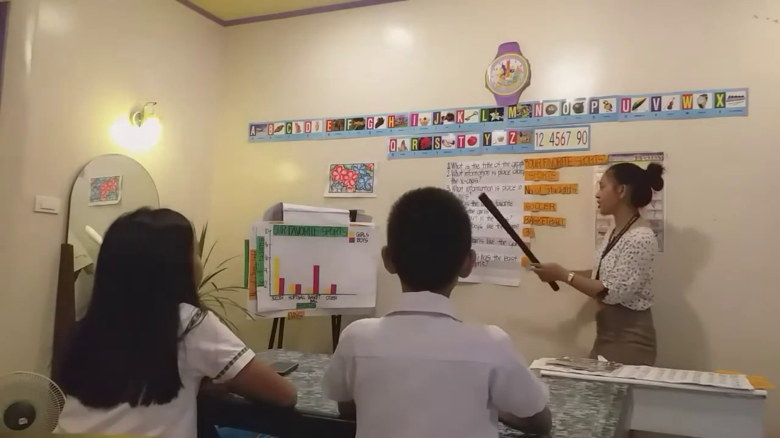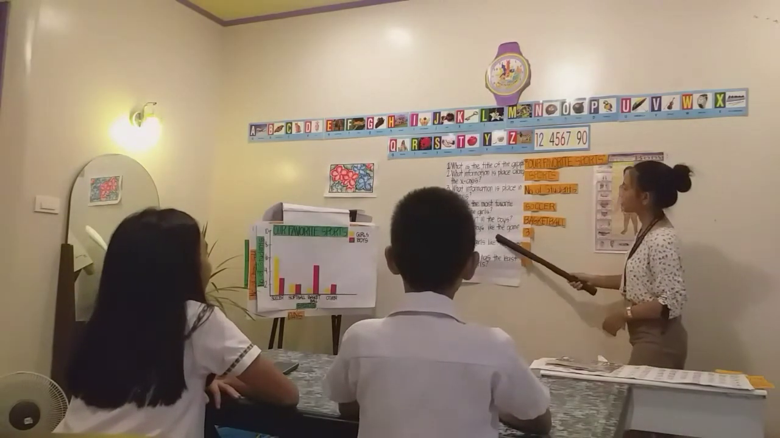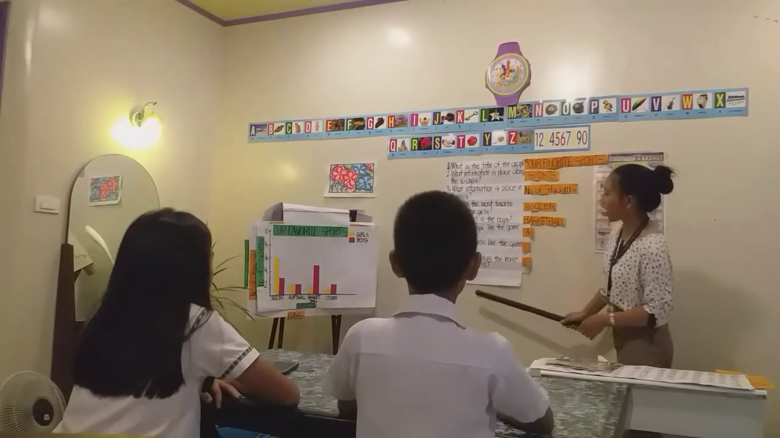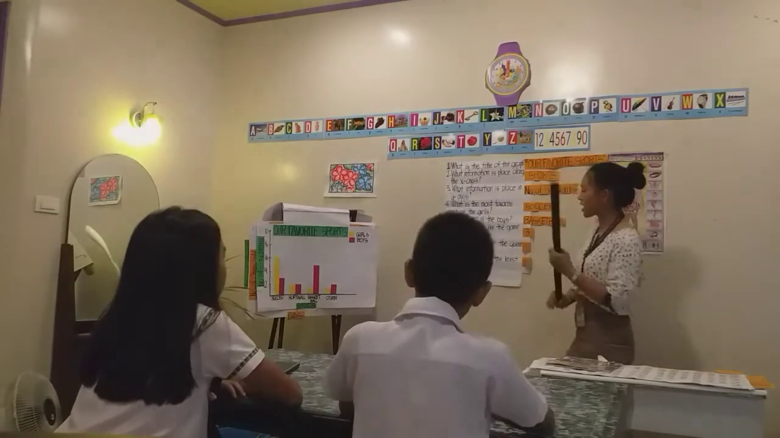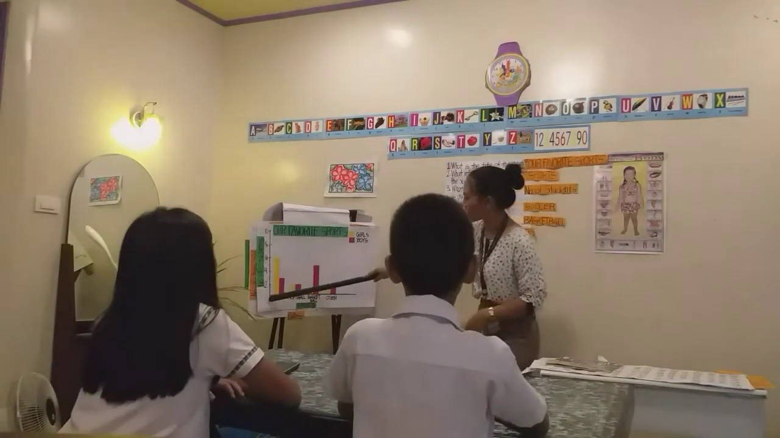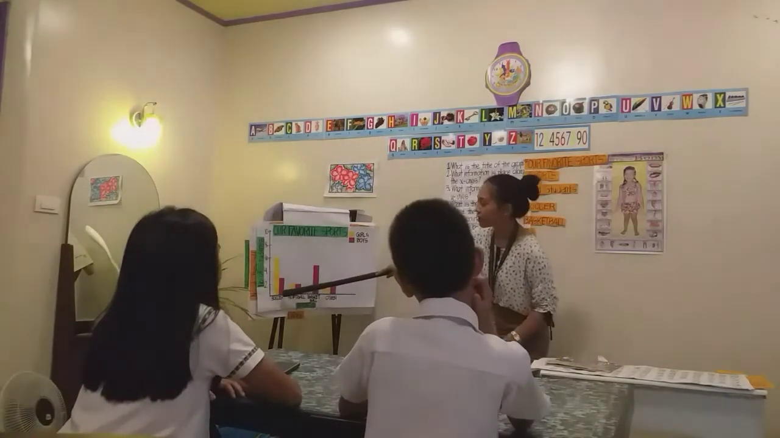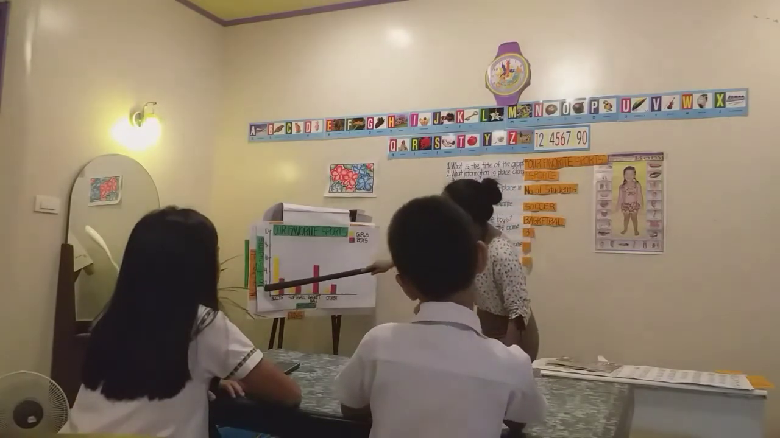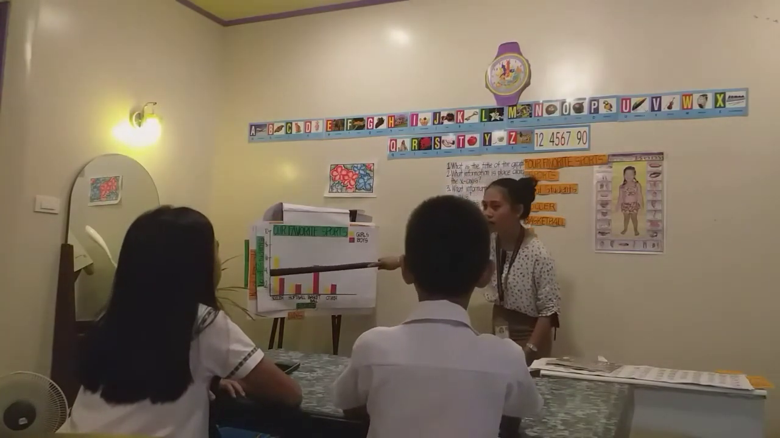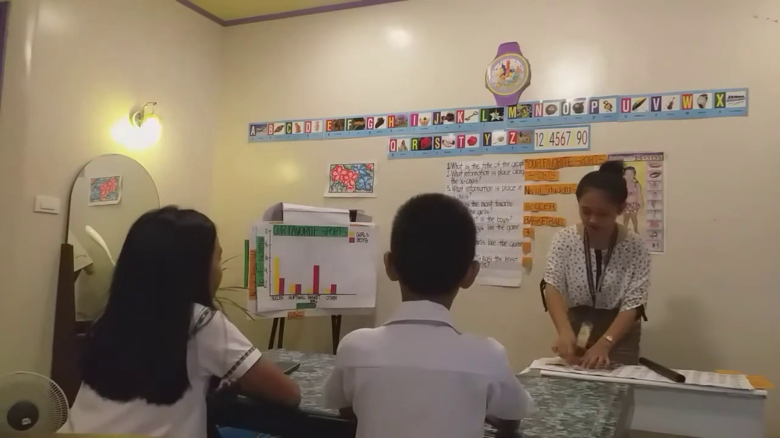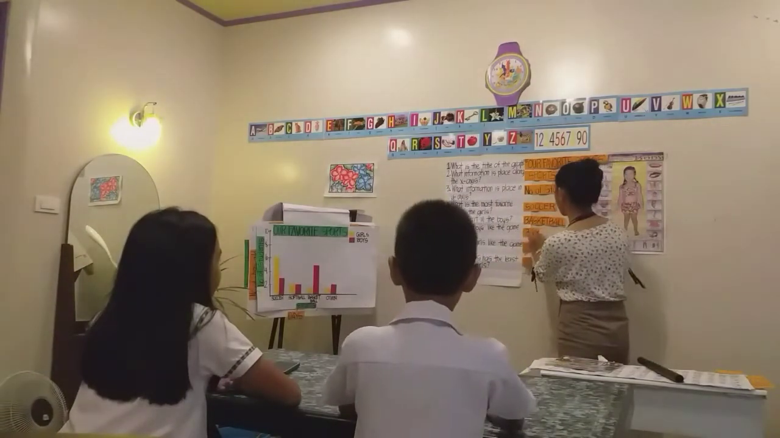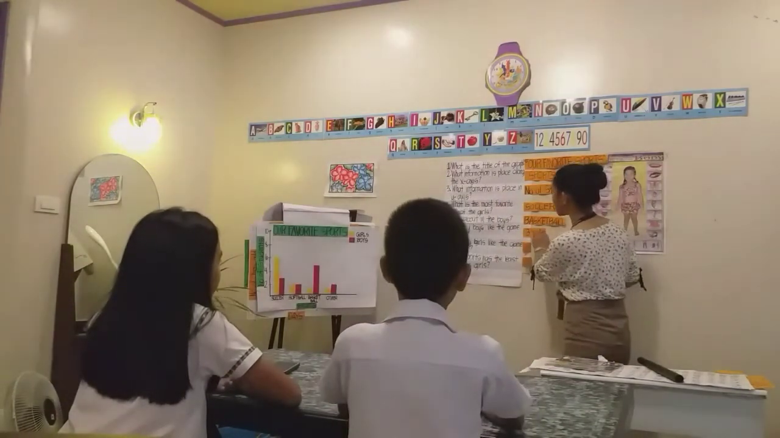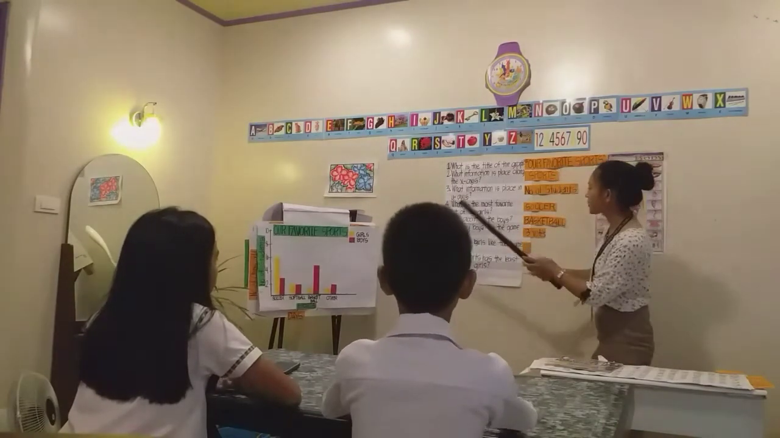Number six, please read all together. How many boys like the game soccer? Three. What color? Red. Okay. What is in between two and four? Three. Okay, very good. Three votes for soccer.